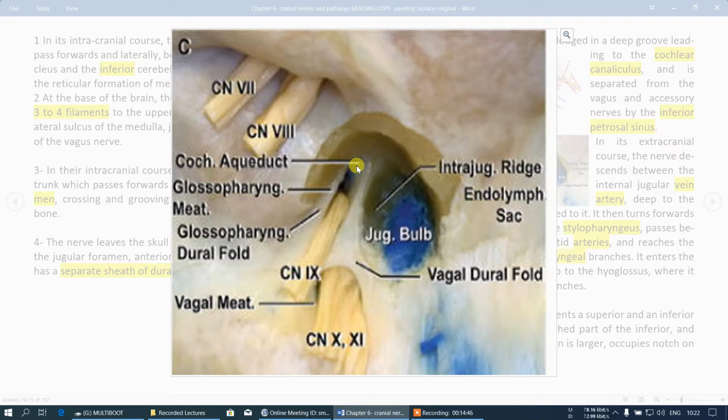Remember in the internal ear there is the endolymphatic duct, cochlear duct and cochlear aqueduct. Via these three structures it communicates with the subarachnoid space and CSF. So this is the cochlear canaliculus, which leads to the cochlear aqueduct, and from here our nerve will pass downwards between the internal jugular vein and internal carotid artery. We will see it in another diagram.